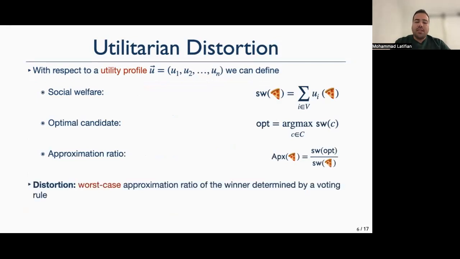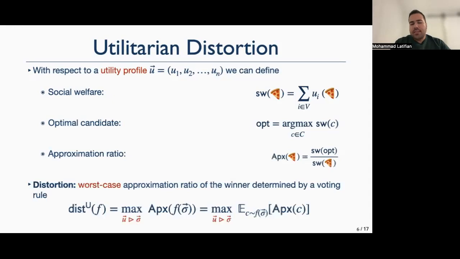Finally, we can define the distortion of a voting rule as the worst case approximation ratio of its output. So the distortion is the maximum, over all possible utilities and inputs consistent with that utility, of the ratio between the optimal social welfare and the expected social welfare of the output.